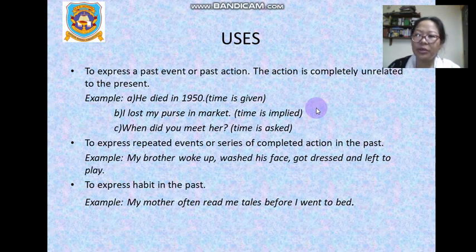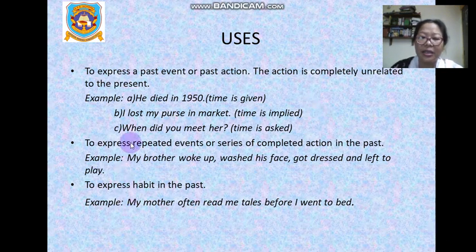I lost my purse in the market. Here time is implied. That means it is understood. It is understood that I was in the market when I lost my purse. So the time is implied. And third is when the time is asked. When did you meet her? When did you lose your purse? Okay, when you ask time.